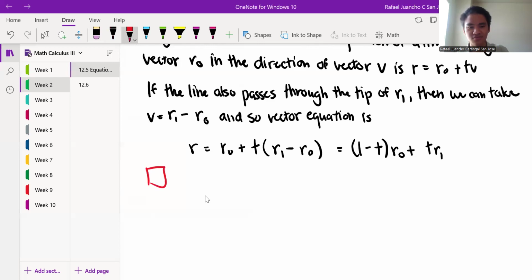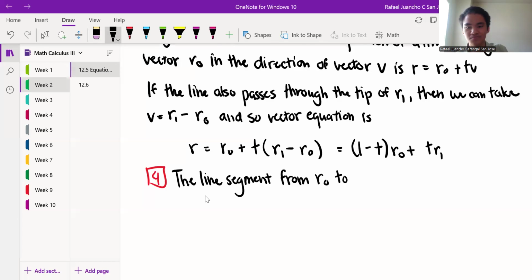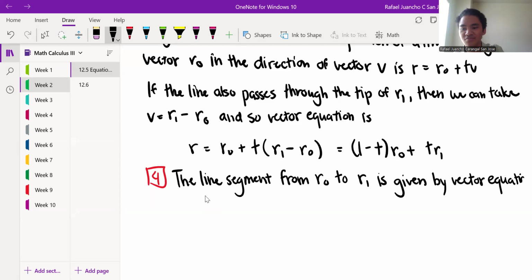Okay, so in general, the summary of what I just talked about, and I'm still trying to absorb it, is that the line segment from R0 to R1. I think a visual would help, honestly. I don't have a visual here. So we have this line segment, and it's given by a vector. Probably understand it when we do an example after this.